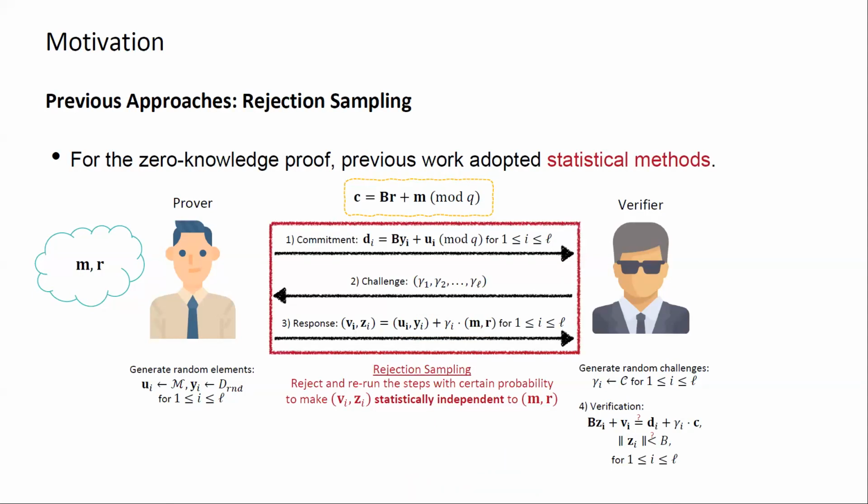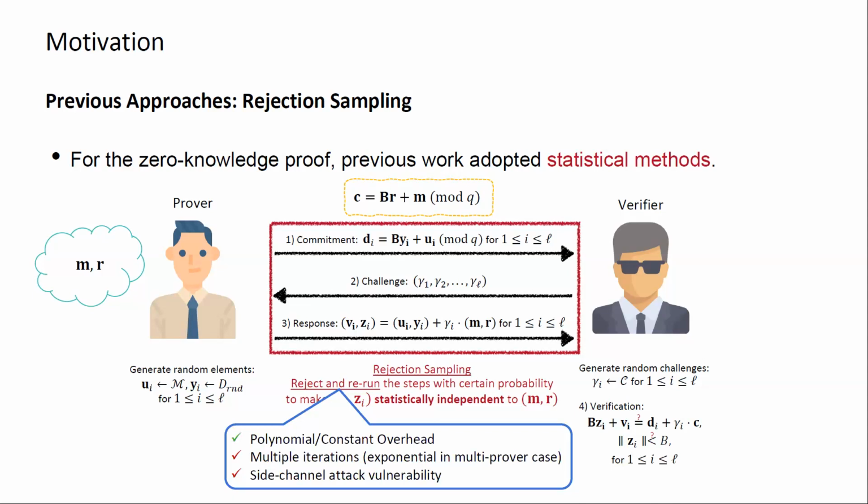So another statistical method is rejection sampling. Actually, this is the most widely used method for most lattice-based proof of knowledge systems. The way they do it is we restrict and rerun the whole steps of this procedure with a certain probability. So the method is different, but the goal is the same: to make the response VI comma ZI statistically close to independent of M comma R. So this also directly implies the zero knowledge of M and R.